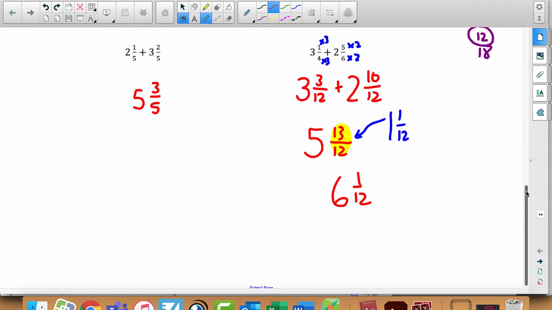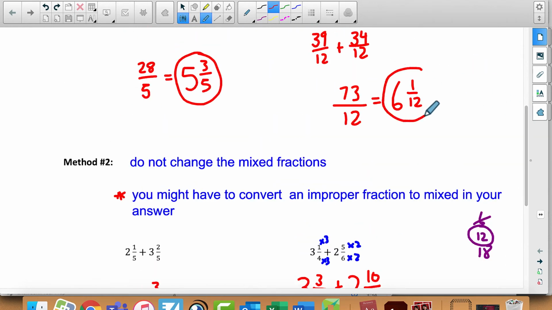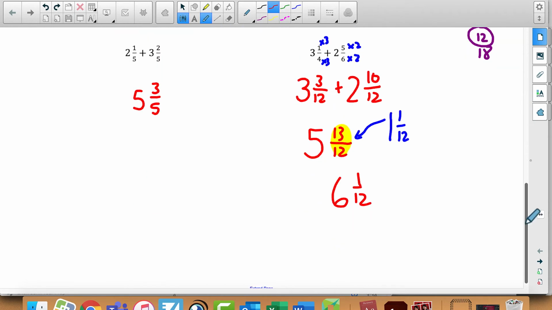That's my answer. And if you look up here, that's exactly what we got there. Now to me, that's not so bad. I don't mind doing that. It doesn't really bother me. So that's why I love this method. You avoid big numerators. It can be a lot faster in some cases. If you don't like this idea of having to deal with the improper fraction inside of the mixed fraction, then this isn't the method for you.